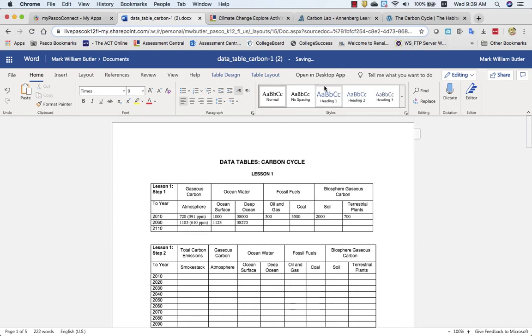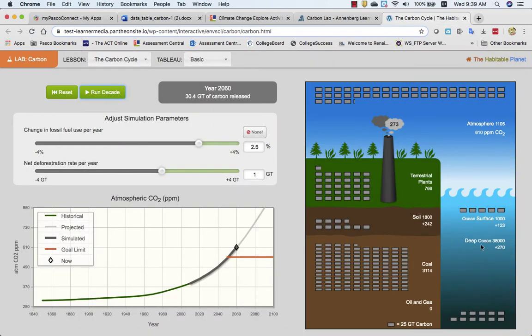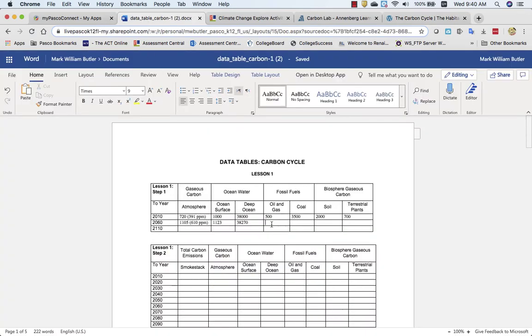All right, what do we notice? We see the atmospheric concentration has almost doubled. The amount of gigatons of carbon in the atmosphere has increased. Same with the surface ocean, same with the deep ocean. As we work our way around, look at oil and gas. That one didn't increase, so that's 0. Coal is 3114. So oil and gas went to 0, and coal is 3114.